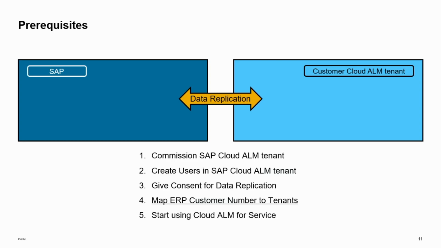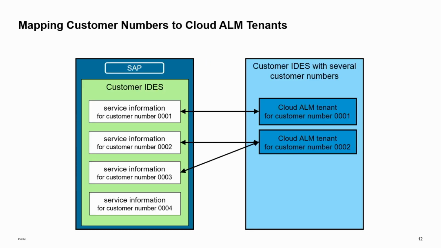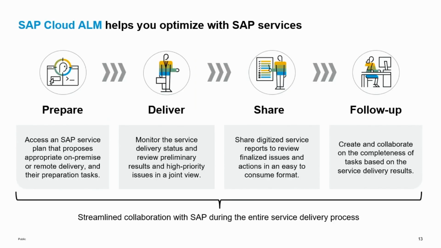The underlined mapping here, I don't want to spend too much time on that. This was mentioned in the keynote as an example of our continuous improvement. So it was a quick reaction on feedback that customers gave. The story behind it is that bigger customers may have multiple customer numbers and can also have multiple Cloud ALM tenants. And then they needed this mapping so that they can specify to what Cloud ALM tenant the service data of a specific customer number is to be replicated. Yeah, this is the story behind this feature.